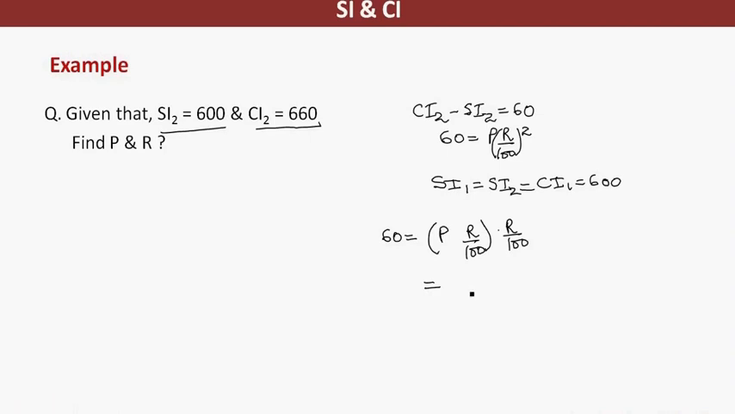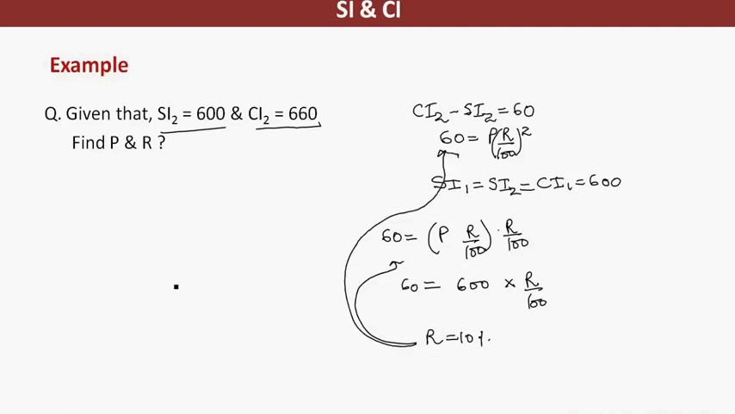What is this value? This value is actually equal to the compound interest for the first year, or simple interest for the first year, or simple interest for the second year, which is actually 600. 600 into R by 100 is equal to 60. Solving the equation, you will get R is equal to 10%. So the rate every year is 10%. Now I put back the value of the rate in the initial equation, and I will get my answer.